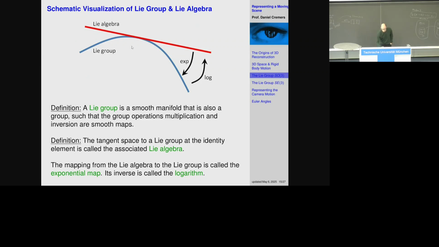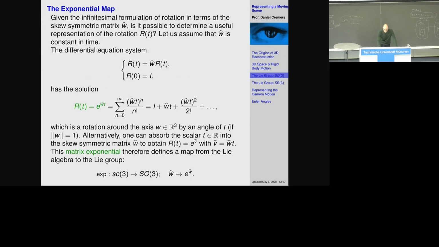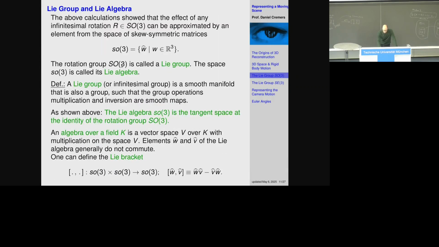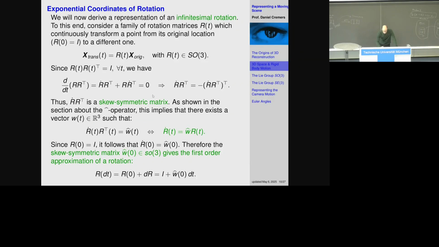Someone was asking, does it really intersect here? Not really, right? So in that sense, this visualization is a little bit simplified. We saw that if you compute the derivative of R in time, so you have a time parameterized family of rotations here, then we saw that this derivative is given by W hat. And so the derivative in time is W hat here at time 0.